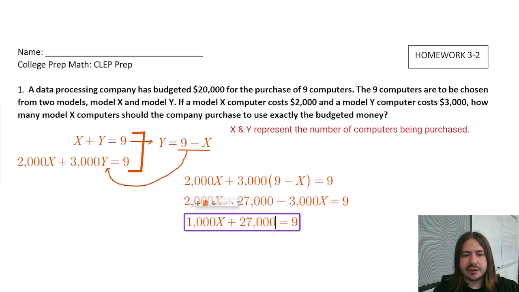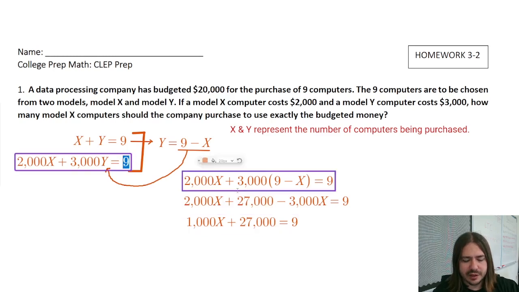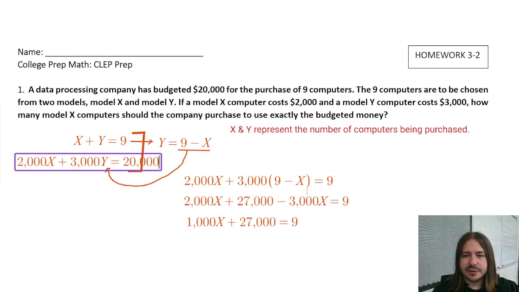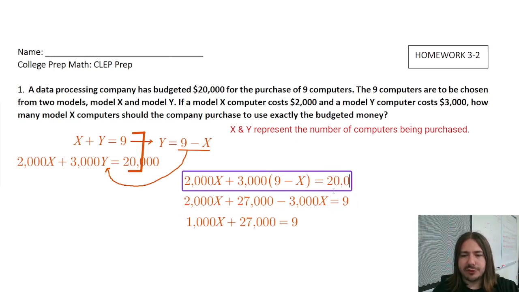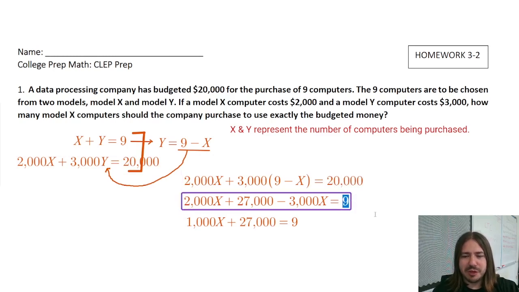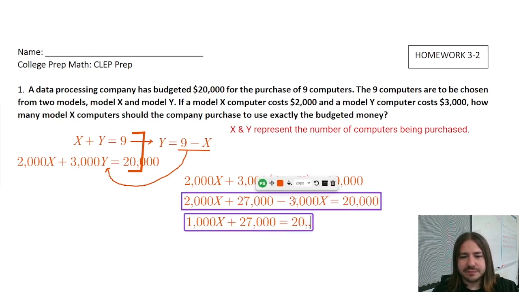Now I'm going to subtract 29,000 from both sides. Oh, wait a minute. Hold up. Whoa. Let's back this up here. This should equal 20,000. See, this is what happens when I start working these problems and I'm talking my way through them. Wow. Made a big mistake there. Let's fix that. There we go.